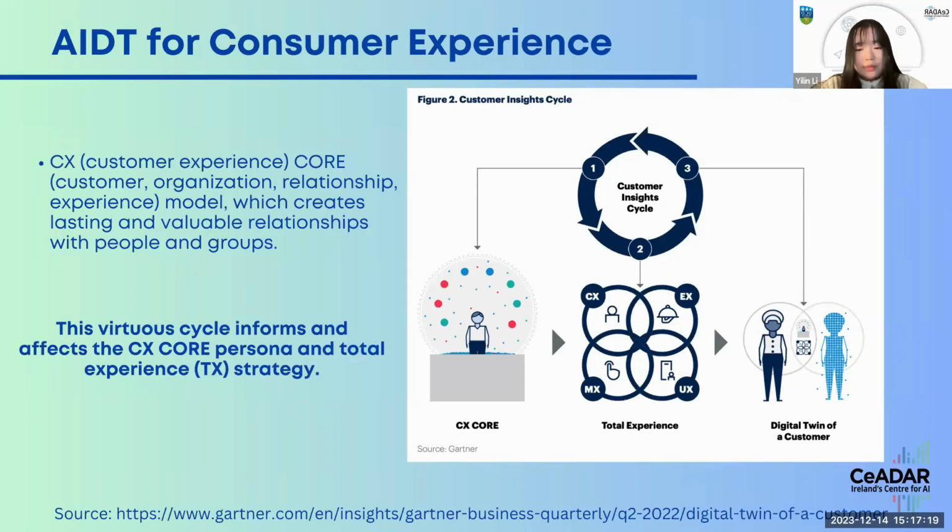As you can see in this figure, the digital twin synchronizes with the physical representation using real-time data input and event stream processing, while action is taken on a series of data points originating from the system that continuously creates the data. This virtuous circle informs and affects the CX core persona and TX strategies.